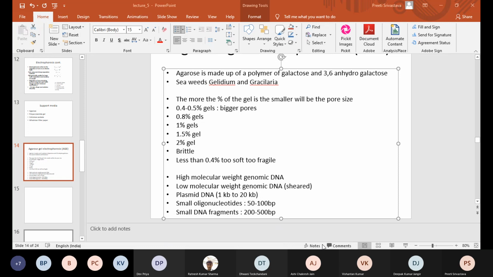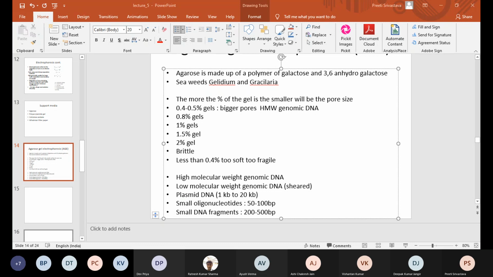Let me see who is going to try. Ayush. Let's start with high molecular weight genomic DNA. So which one should we use? The lesser percentage gel, because it could have more larger pores. Very good. So high molecular weight genomic DNA will go here. Okay, next.